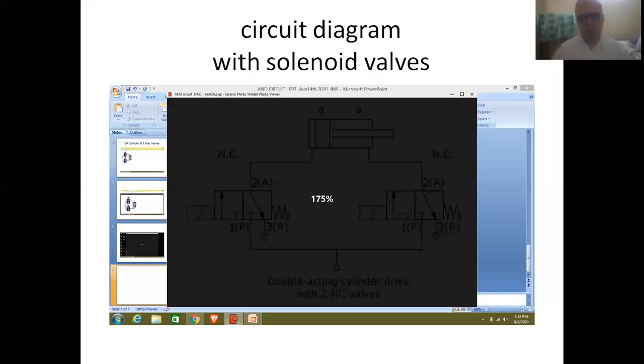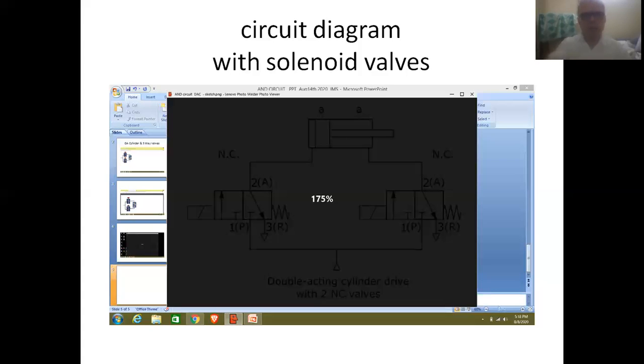So here two valves are required. Two valves are used, first and second valves. Both the valves are used ultimately for controlling the operation of a double acting cylinder. Therefore it is called an AND valve circuit.